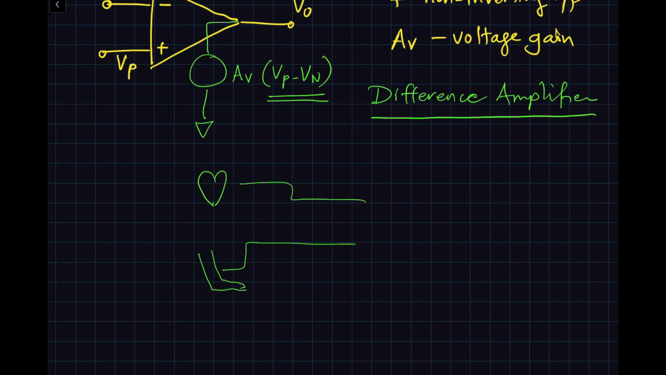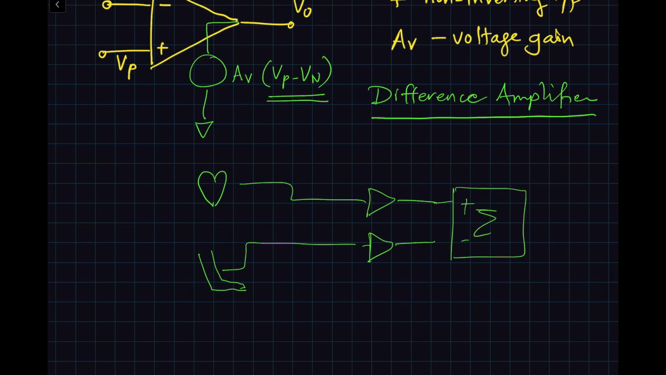I would like to amplify the difference between these two. Let's say we just used one amplifier like this and one amplifier like this, and then said, okay, I will now take a difference between these two by adding another subtractor, something like this. This example illustrates the difference amplifier functionality of the op-amp.